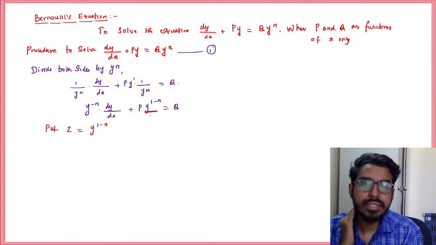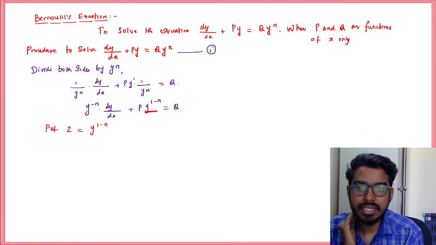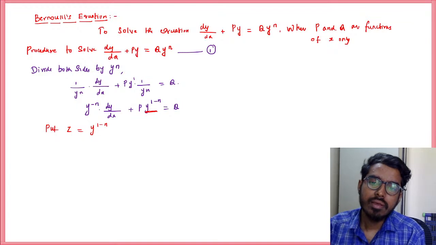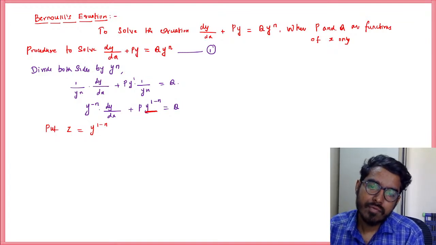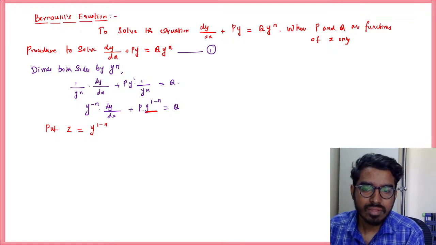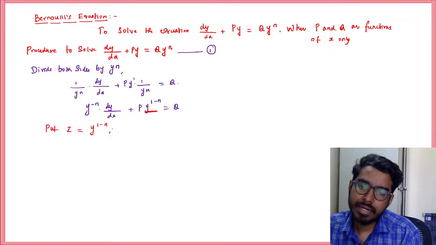You remember this p and q are functions of x, right? That is, whatever y term you have here, very important, I'm saying that whatever you have here, that is, whatever term is multiplied with p, that should be taken as z. So z is equal to y power n minus 1.